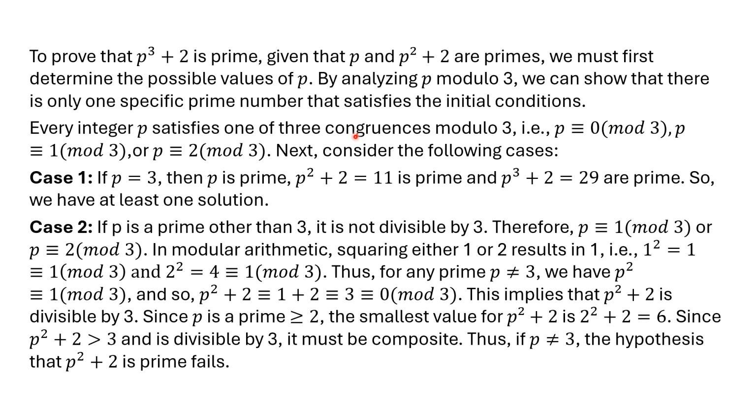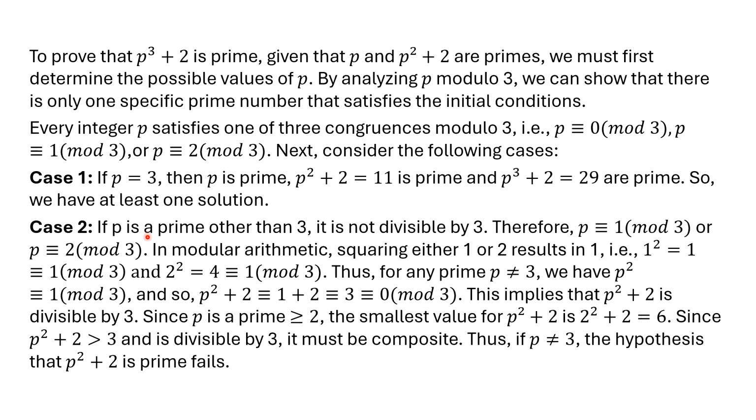So let's look at the different cases. We'll look at p equals 3 first, and that's actually the only solution. Obviously, 3 is prime, we know that. Then 3 squared plus 2 is 11, that's prime. And 3 cubed is 27 plus 2, that's 29, so that's prime. So we have at least one solution. The problem is to show there isn't any other solution. So let's look at that.